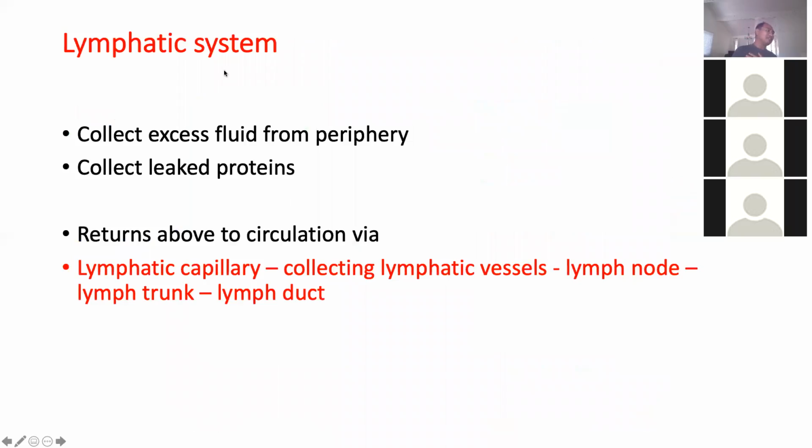So the lymphatic system collects excessive fluid from the periphery, and it collects leaked protein. That's what we talk about. Anything left over from the drop-off from the capillaries, from the arterial and venous end, the lymphatic system will take it back and return it all to the systemic circulation.